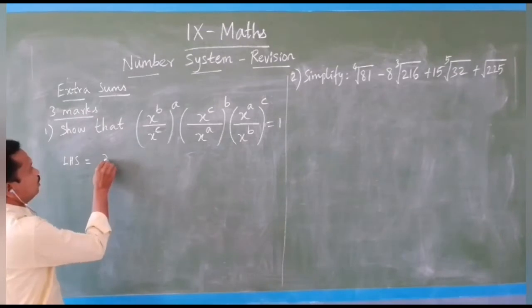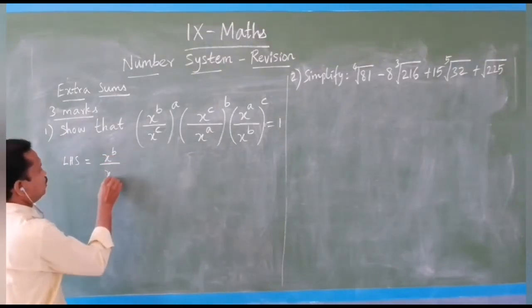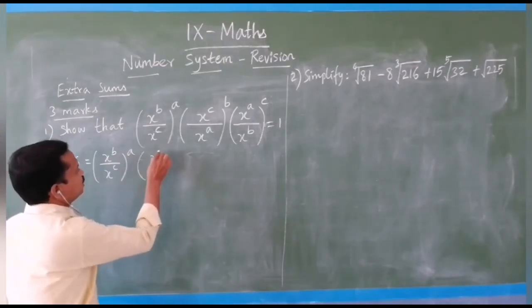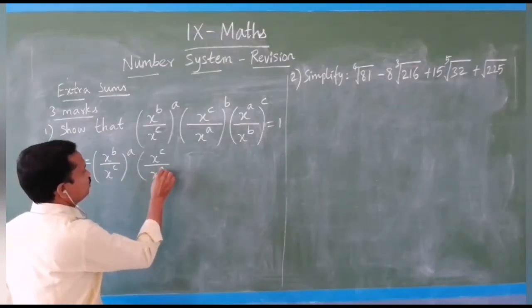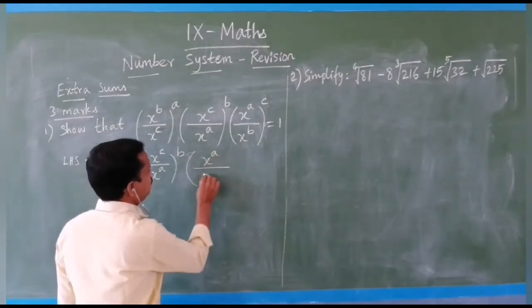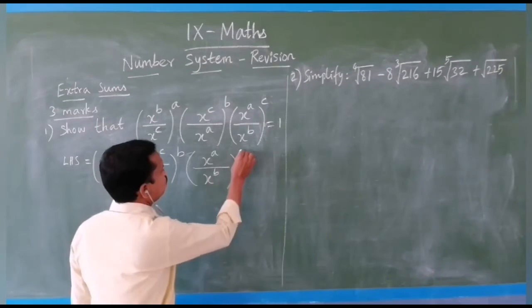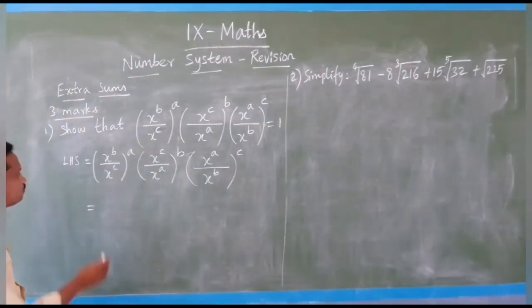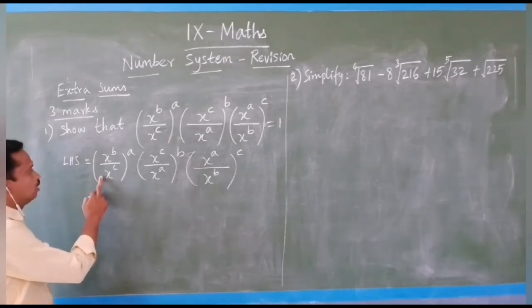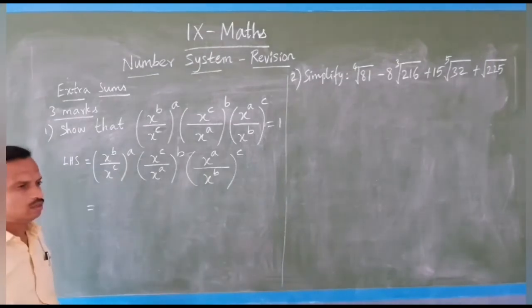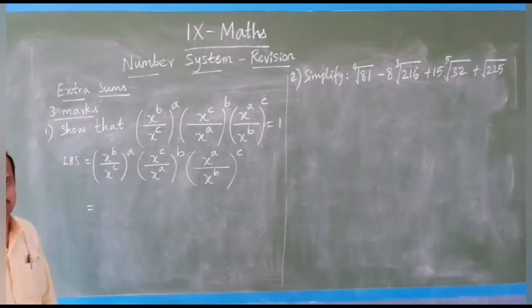So first of all, (x power b by x power c) whole to the power a into (x power c by x power a) whole to the power b into (x power a by x power b) whole to the power c. And now we can apply the quotient law, that is a power m divided by a power n is equal to a power m minus n. So that law we have to apply here.